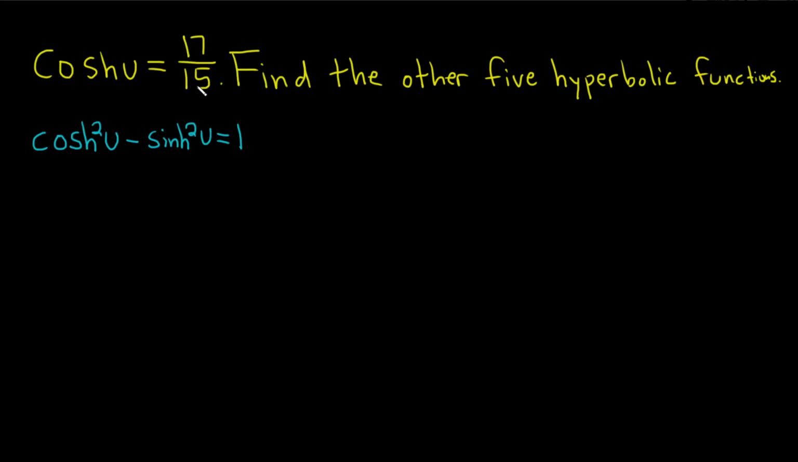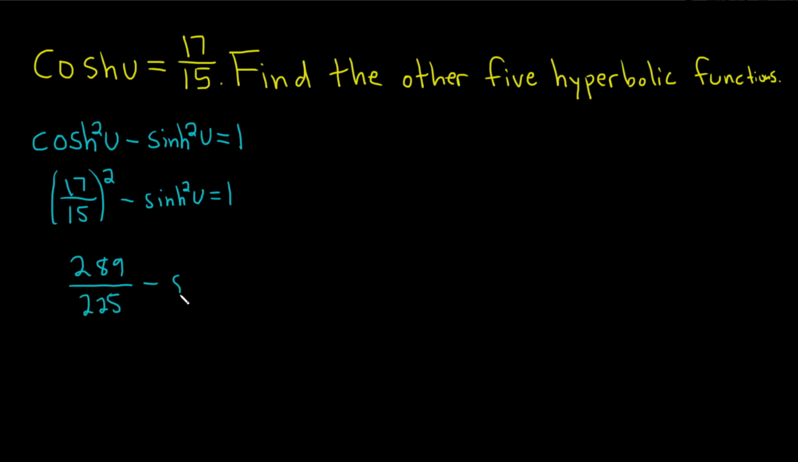Okay, so we're going to plug in the 17 over 15 here. So this will be 17 over 15 squared minus sinh squared of u, and that's equal to 1. So 17 squared, I'm gonna cheat and use my calculator. I should have it memorized. It's 289. Yeah, I think I did know that. And then I believe 15 squared is 225. Let me just check. Yeah, 225. So 225 minus sinh squared of u, and that's equal to 1.